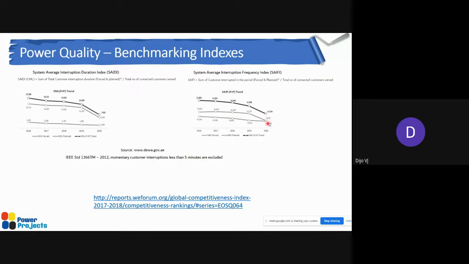So it says that the number of interruptions is less than one, which means that if you take 10 consumers, or maybe 8 consumers, probably only one consumer is experiencing an interruption in a year. That's the status of Diva.